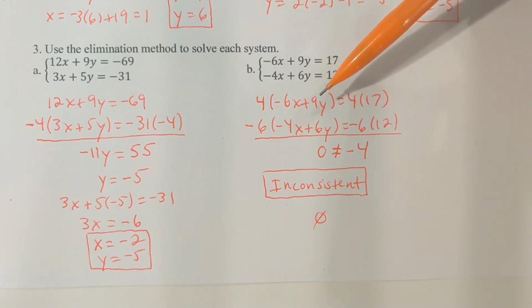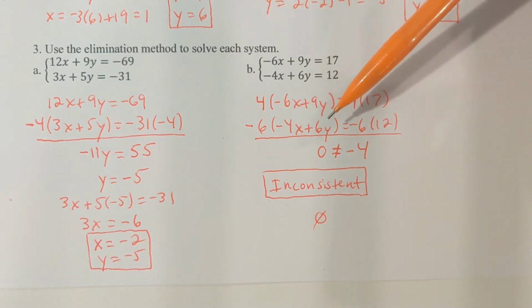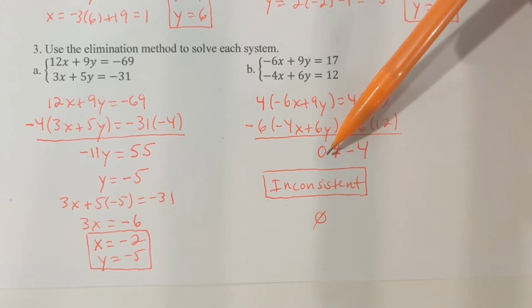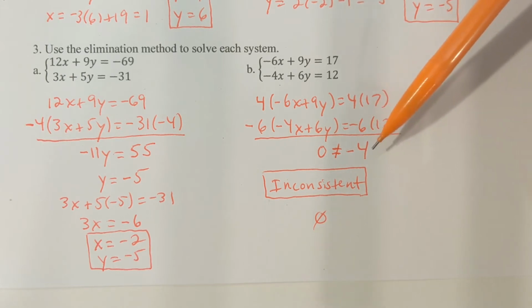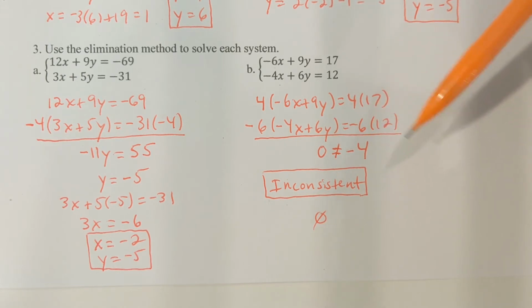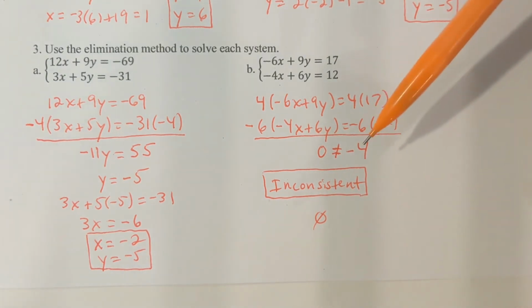And then 36y minus 36y is 0. So y actually gets eliminated also. And then if you take 4 times 17, that would give you 68. Minus 72 is negative 4. And you're saying 0 equals negative 4. Of course, that's not true.